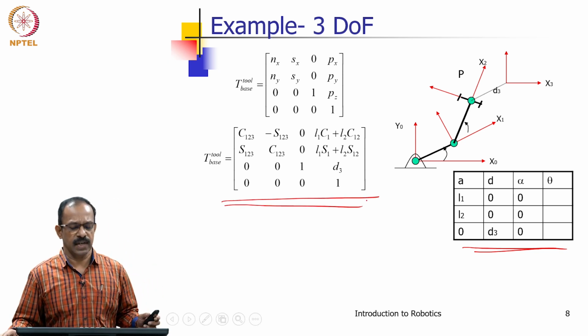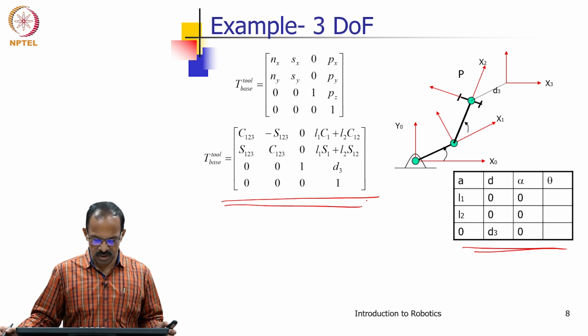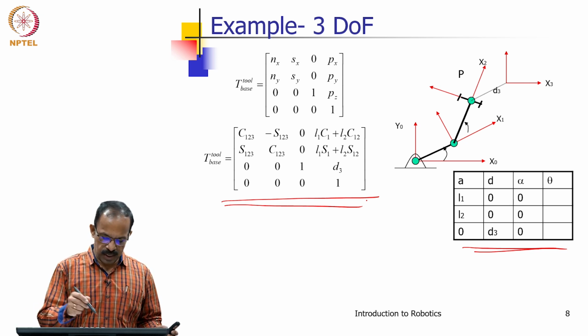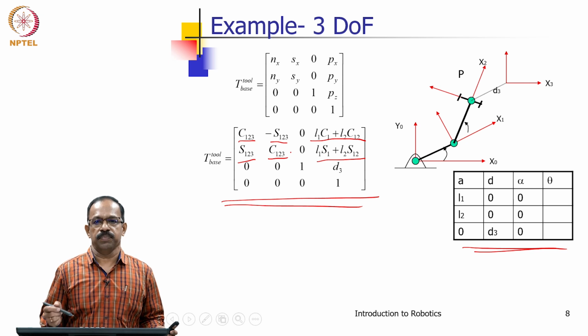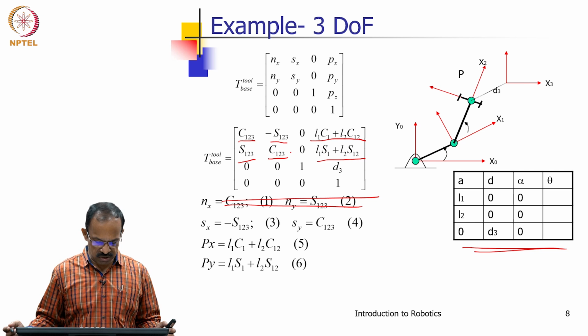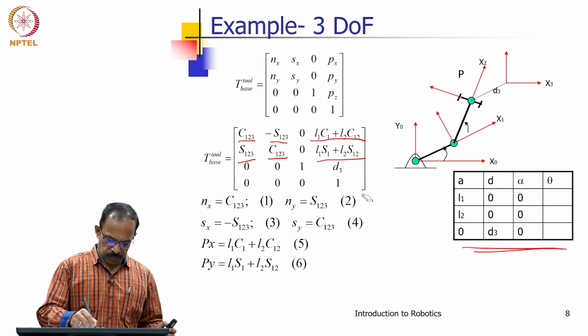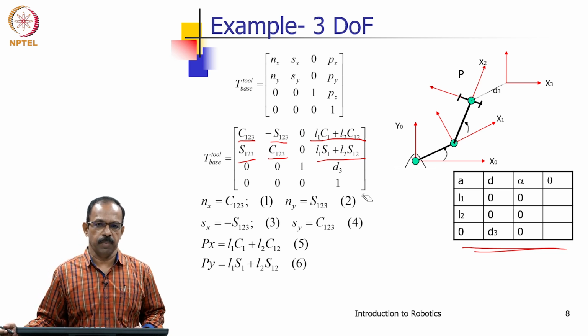And once we have the forward relationship, we write down the equations which represent the matrix, and using the arm equation we will try to solve for the joint variables. So, here you can see that Px was L1 C1 plus L2 C12, Py is this, and then Nx, Ny, Sx, Sy. So, this is the way we get the equations. We write down these equations and then try to solve for the joint parameters.